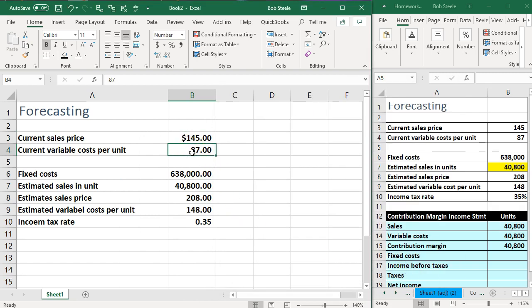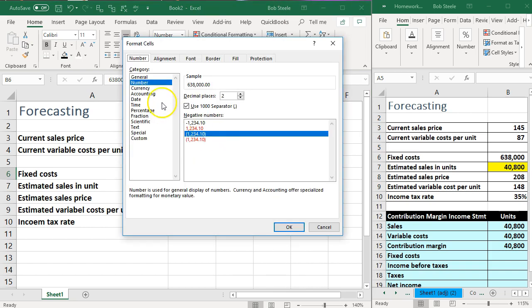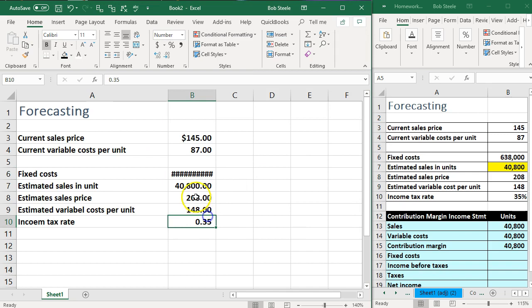This one is a unit, so I'm not going to have it there. This one, fixed cost, that's $1. Estimated sales in units, that's not $1. So I'm going to have this one format. Let's put currency and add the $ there.